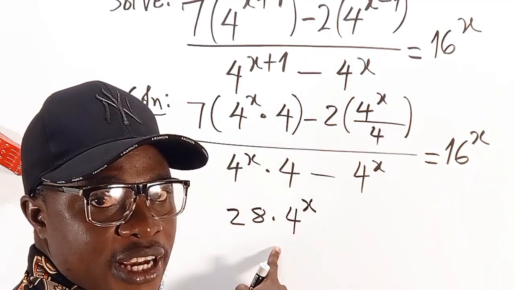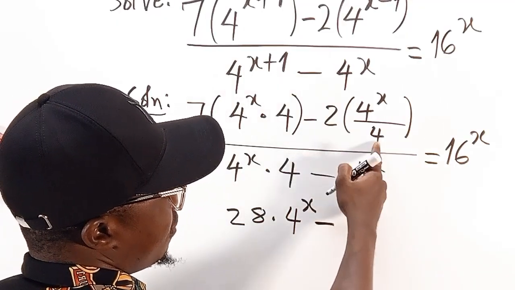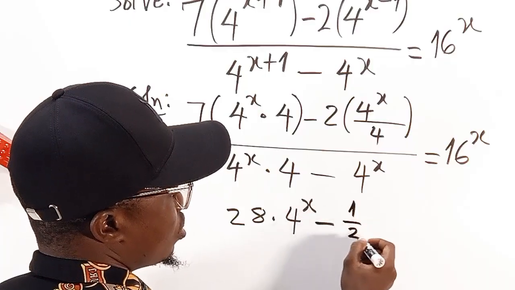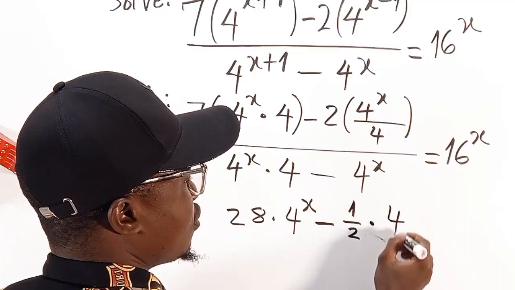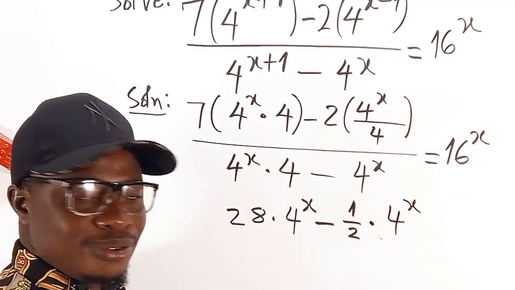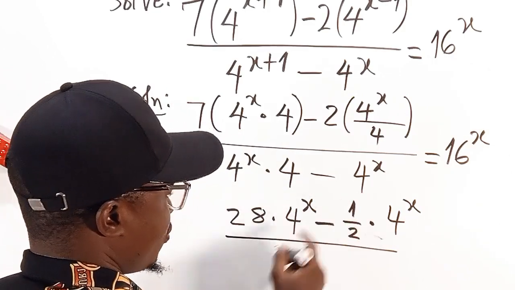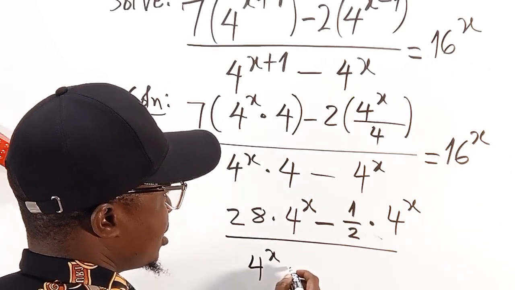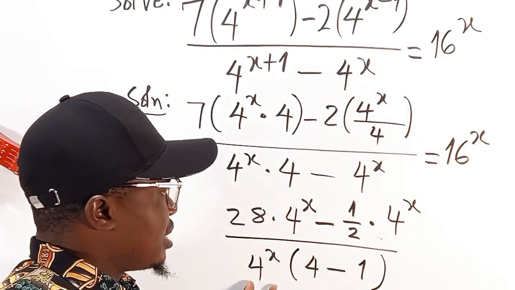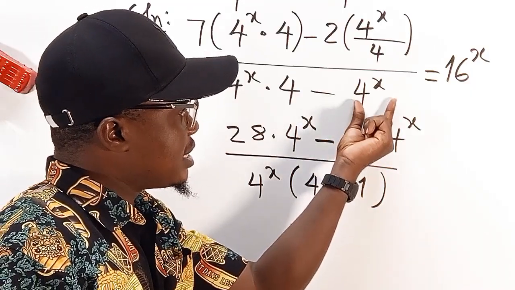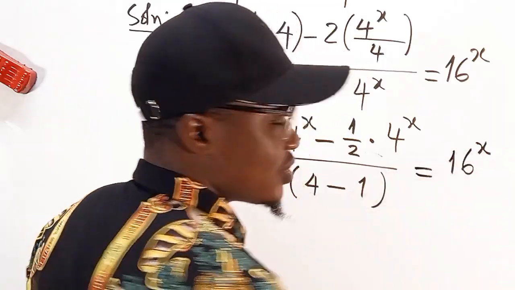28 multiplied by 4 to the power of x. Understood? Then minus, so 2 divided by 4, that will give us 1 over 2. Okay, then multiplying 4 to the power of x. Are you getting it? Then divided by 4 to the power of x, we have 4 to the power of x outside. All right, into 4, take away 1. Because this divided by this, I'm going to have 4. And this divided by this, I'm going to have 1. And equal to 16 to the power of x.